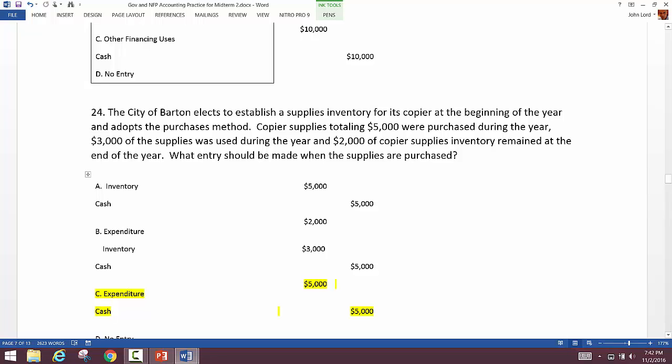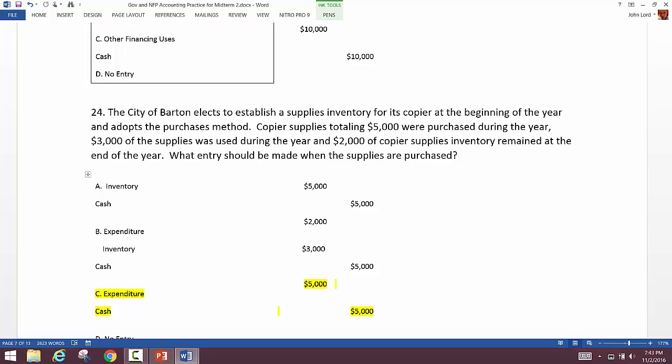Question number 24 here. Okay, the City of Barton elects to establish a supplies inventory for its copier at the beginning of the year and adopts the purchase method. Copier supplies totaling 5,000 were purchased during the year. 3,000 of supplies were used during the year, and 2,000 of copier supplies remained.